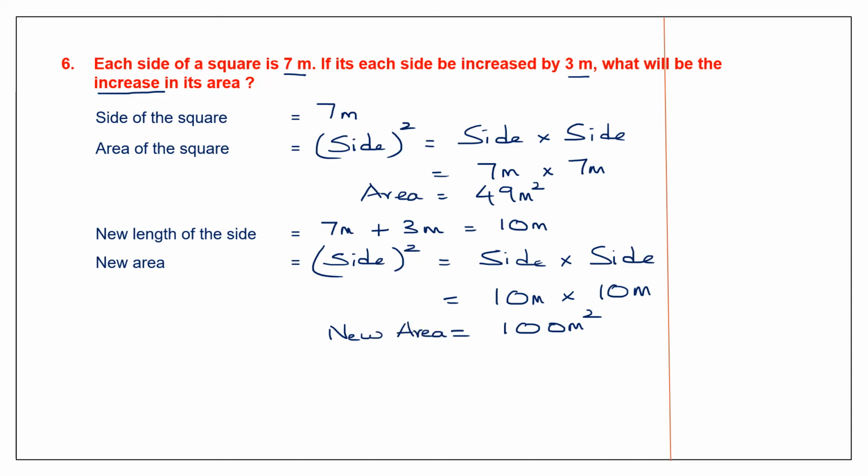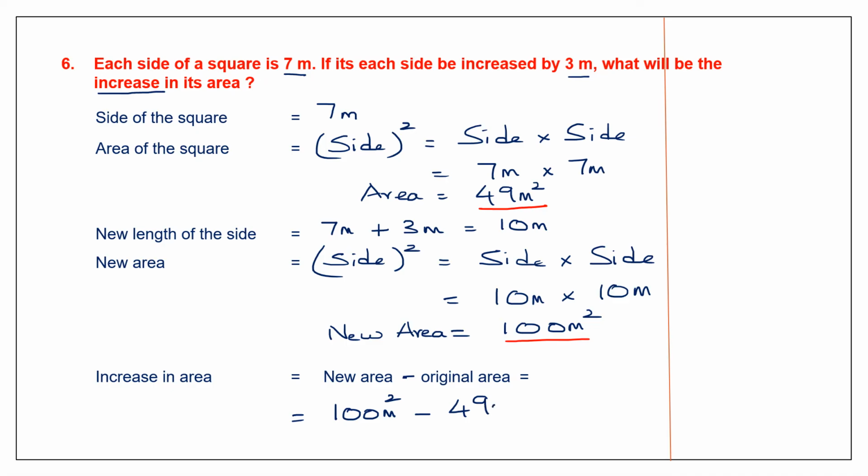Now what we are supposed to find is the increase in area. So how much has the area increased? That is the question. So to find the increase in area, we have to subtract the two areas. We have to subtract the new area and the original area. So let's do that. The new area is 100 meters square and the original area is 49 meter square. So let's subtract 100 and 49.